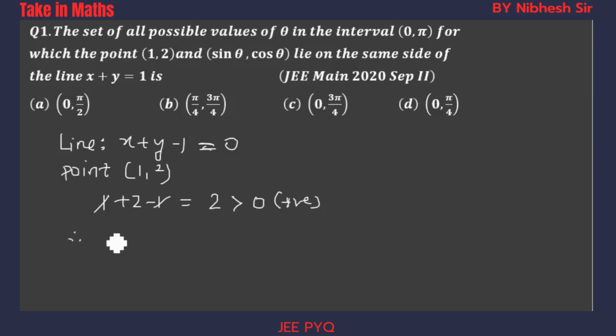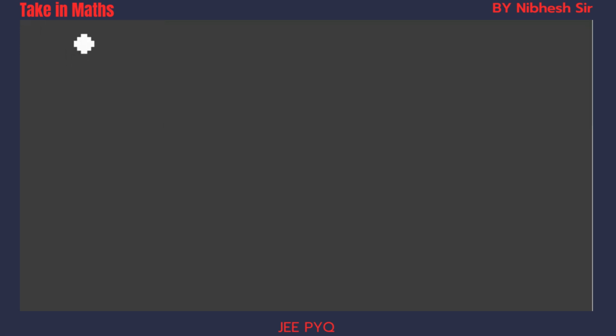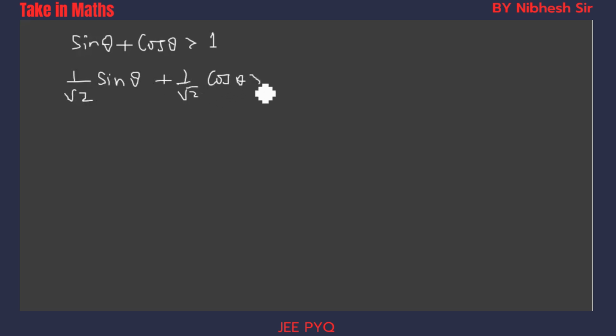So the next point is (sin theta, cos theta). When we put this point in the equation, for x it is sin theta, for y it is cos theta, minus 1. This will be greater than 0, also positive. So while solving this, I can write sin theta + cos theta greater than 1. Now I will multiply both sides by 1 by root 2. So 1 by root 2 sin theta + 1 by root 2 cos theta is greater than 1 by root 2.